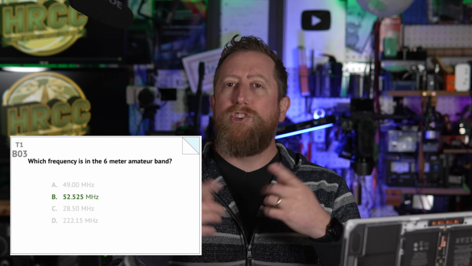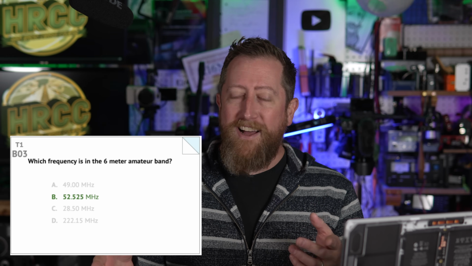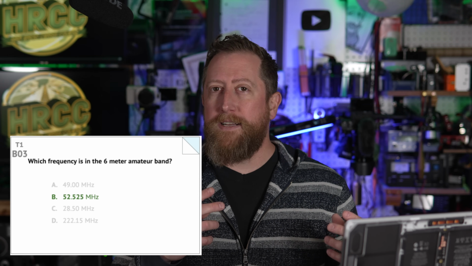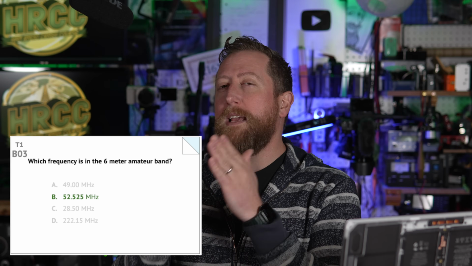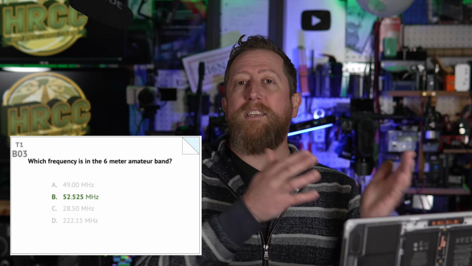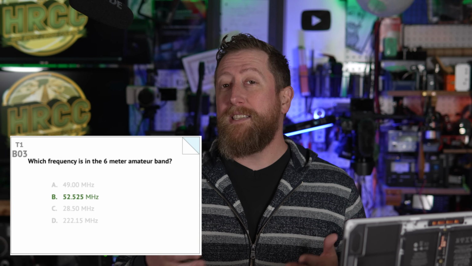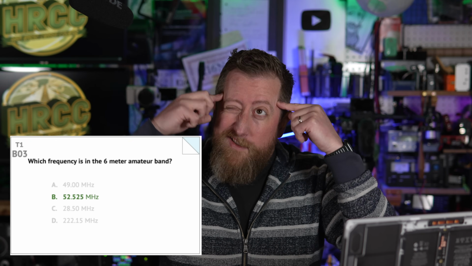52.525. Generally, you'll hear me say that a lot. Generally, a band has a number associated to it. 10 meters is 28 megahertz. 20 meters is 14 megahertz. 40 meters is 7 megahertz. In the case of 6 meters, it's a decently wide band. So if you just remember it's in the 50s, you're good for this question.